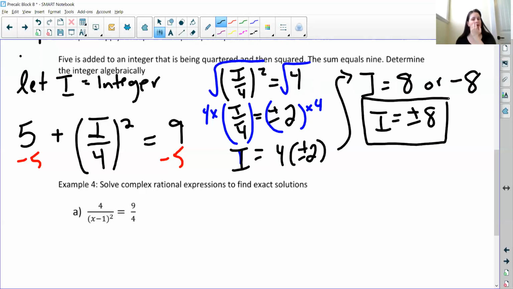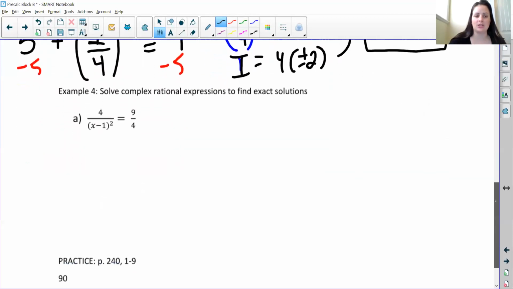And if you were to do the math, a quarter of 8, so 8 divided by 4, is 2. 2 squared, so if it's 2 or negative 2, doesn't matter, because when you square it, it becomes positive. So 2 squared is 4, 4 plus 5 is 9, and it works in that equation that we constructed.